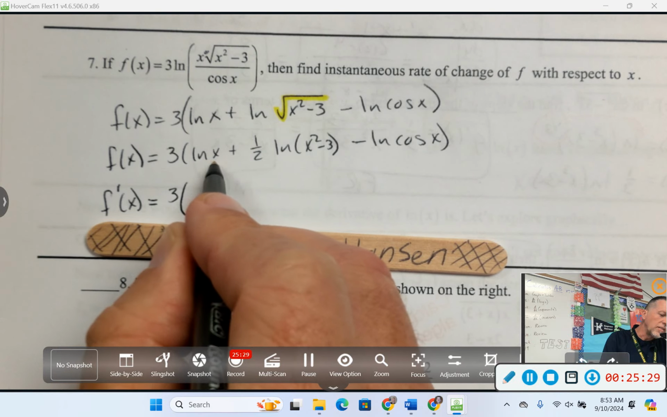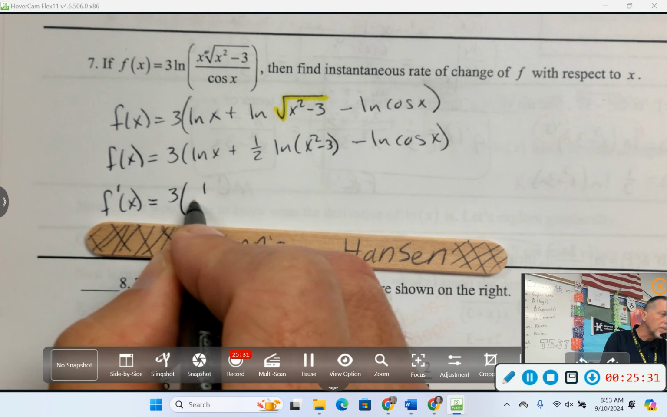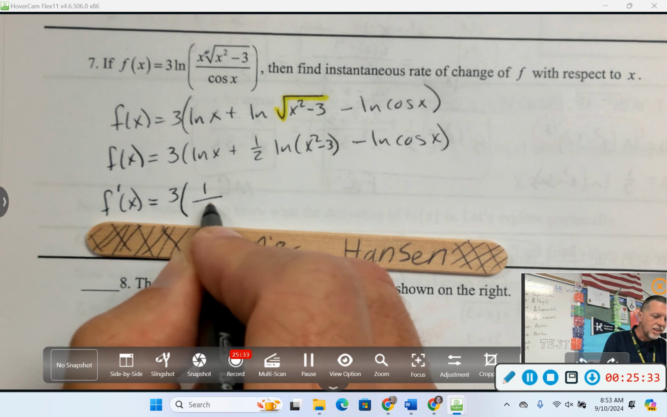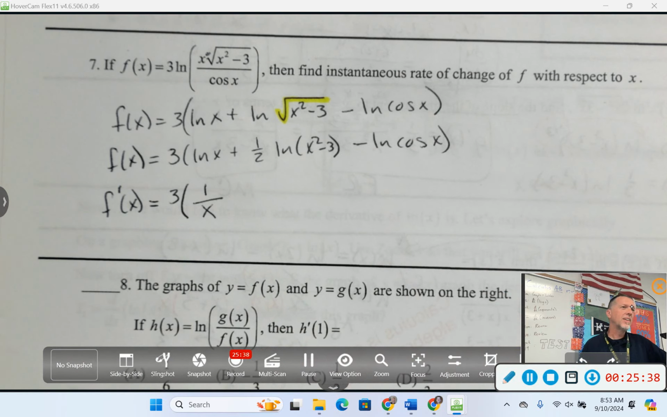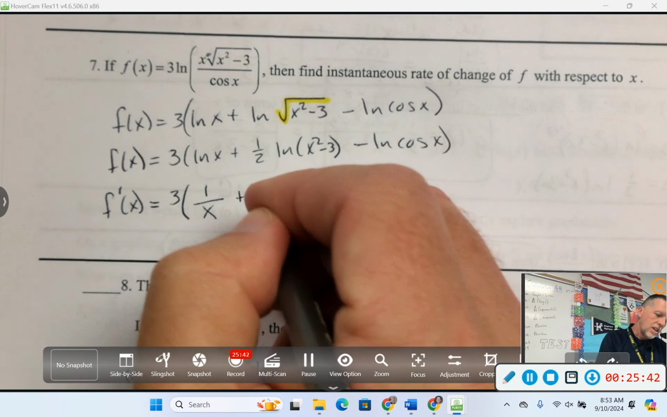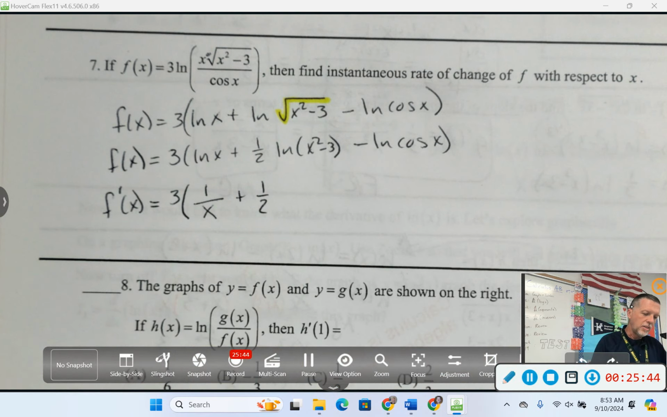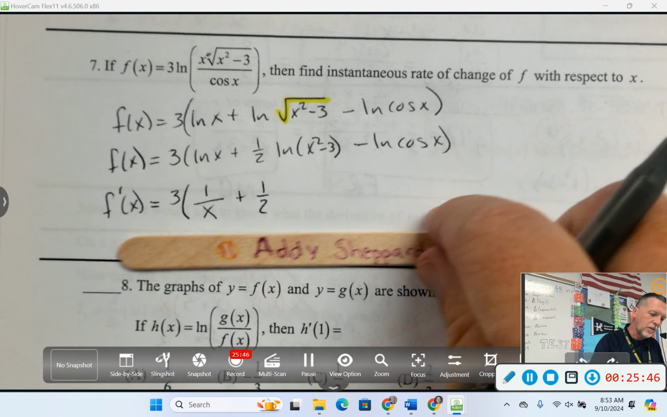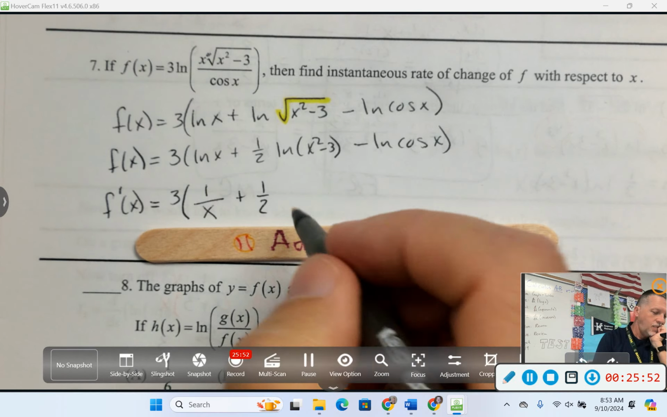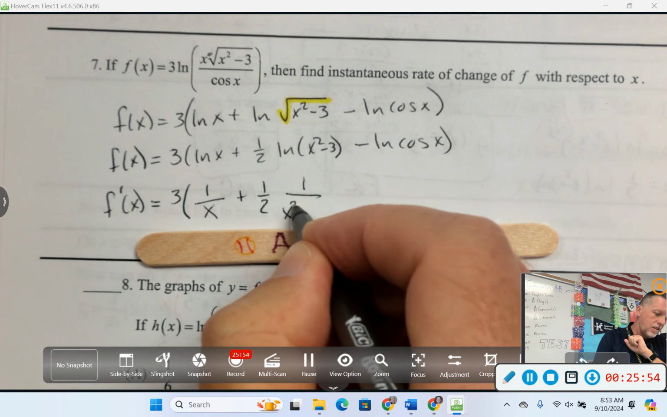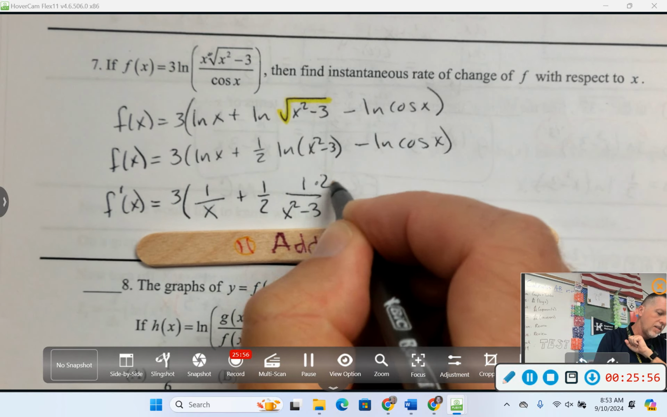So the derivative of natural log is 1 over the argument times the derivative of the argument. What's the derivative of x? 1. Just 1. All right, how about the derivative of the natural log of x squared minus 3, Addie? Good.